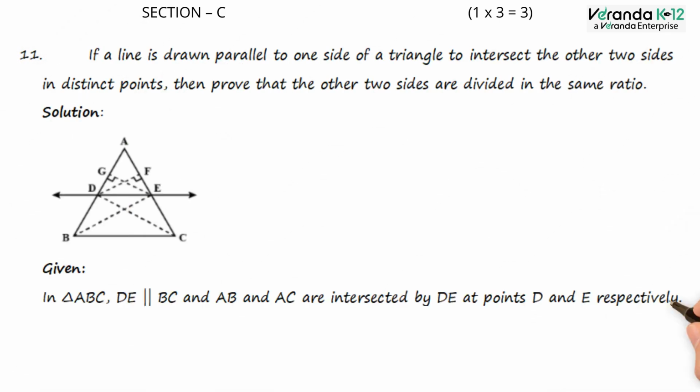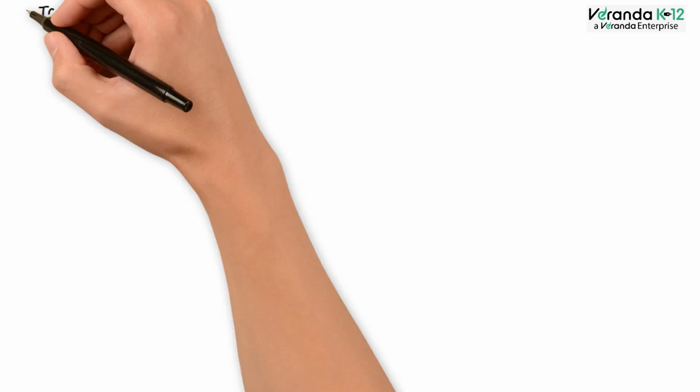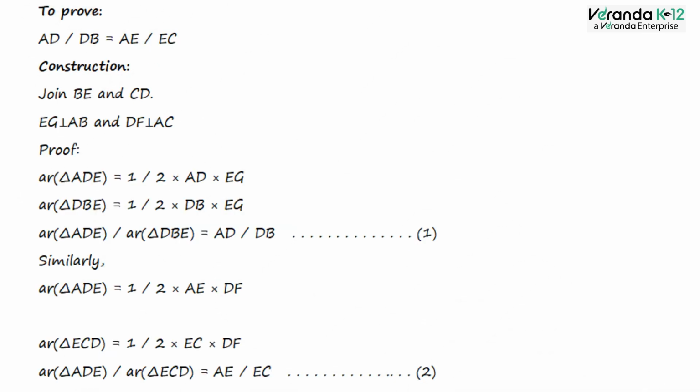Section C contains one question carrying 3 marks. Question number 11. If a line is drawn parallel to one side of a triangle to intersect the other two sides in distinct points, then prove that the other two sides are divided in the same ratio. Here given that in triangle ABC, DE is parallel to BC and AB and AC are intersected by DE at points D and E respectively. We have to prove that AD by DB equal to AE by EC.